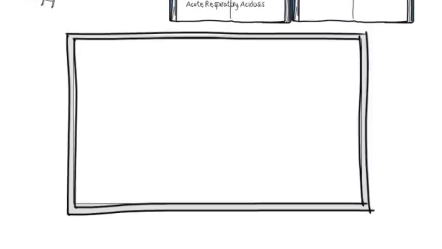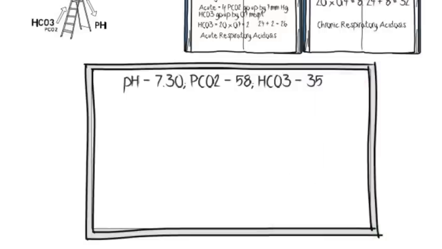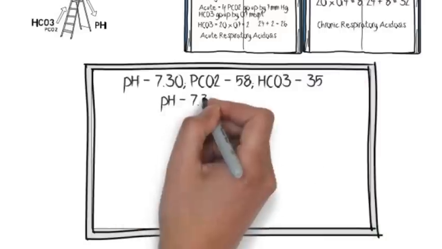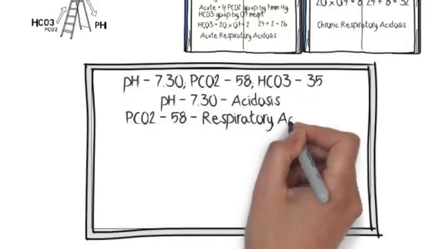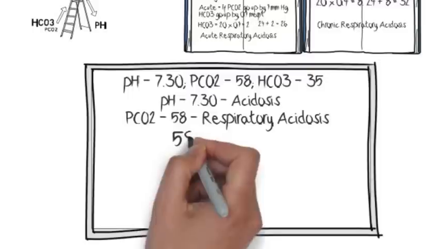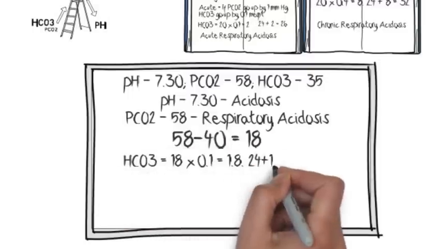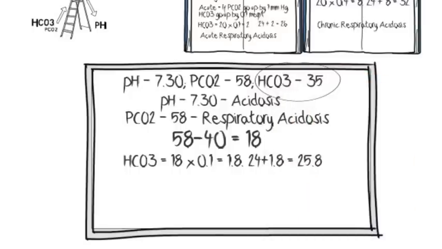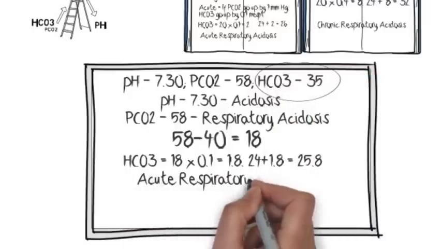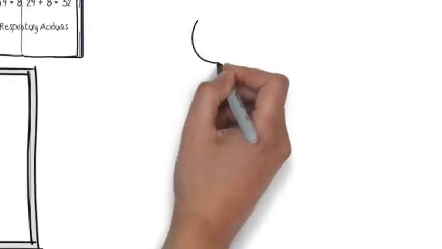Here is another example. pH is low, so acidosis. PCO2 high, so respiratory acidosis. We will check if renal compensation is appropriate. PCO2 went up by 18. Considering this is acute, bicarb should be 25.8. Actual bicarb is 35. So this is acute respiratory acidosis plus metabolic alkalosis as bicarb is high.